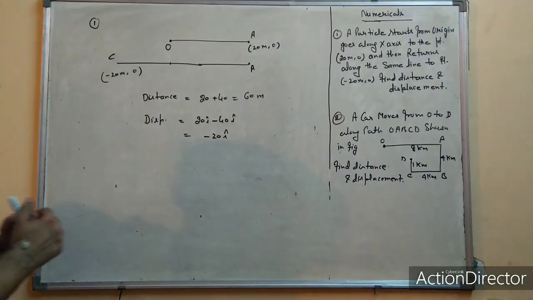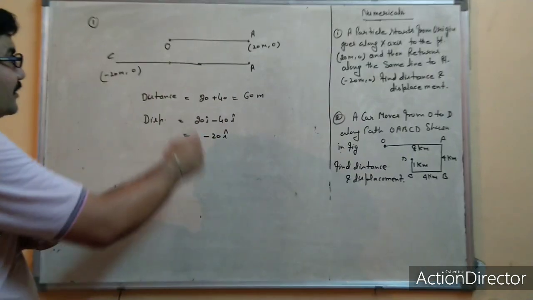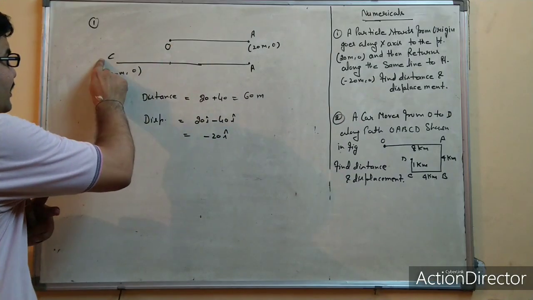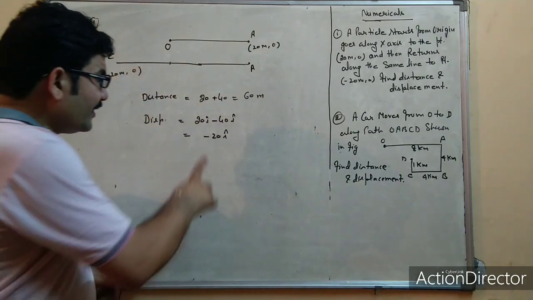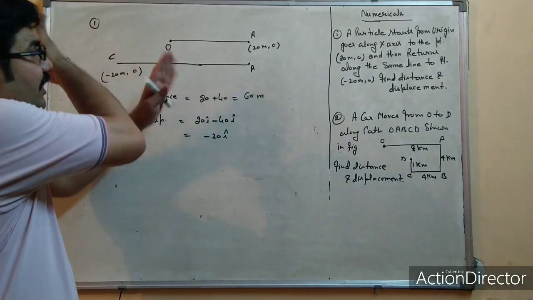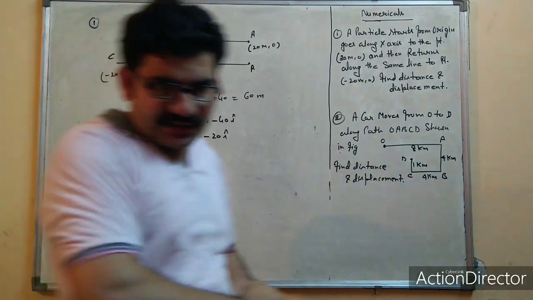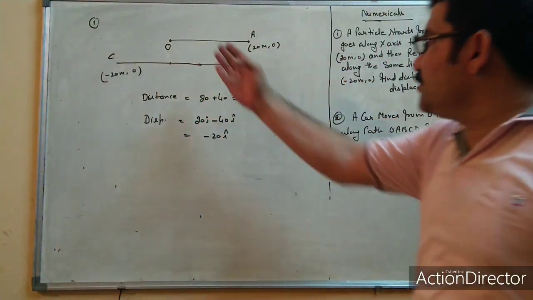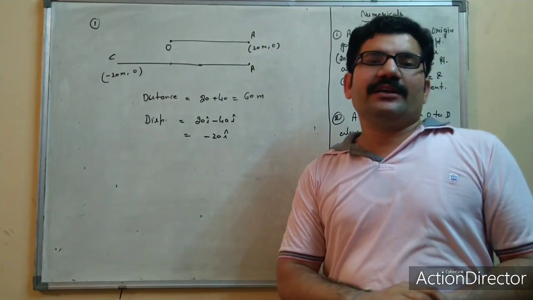It means from its original location, the body is 20 meter away. This is the displacement magnitude. And why do we take minus i? Because at that time the body moves in the opposite direction from its initial direction. That's why we take minus 20 i.